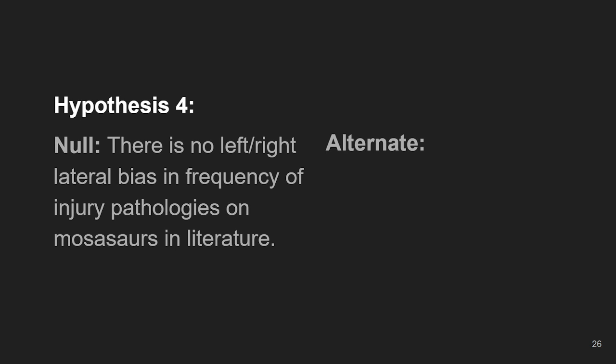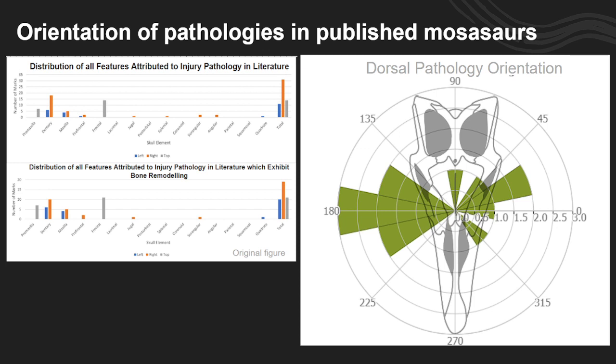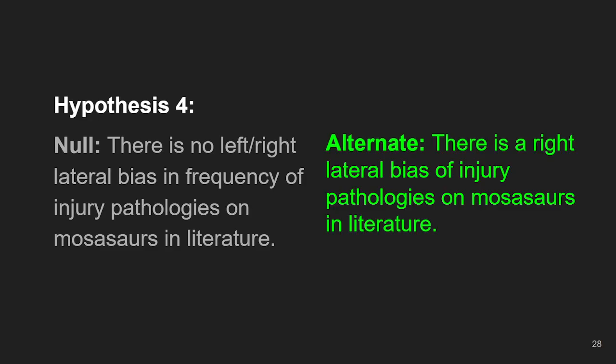Hypothesis 4, there is no left-right lateral bias in frequency of injury pathologies in mosasaurs in literature. There actually is a small left-right lateral bias. If you look here, even when we only account for mosasaurs that exhibit bone remodeling, we still see a small right-hand lateral bias, and so we do on the drag on dorsal pathologies. So our alternate hypothesis is supported. There is a right lateral bias of injury pathologies on mosasaurs in the literature.